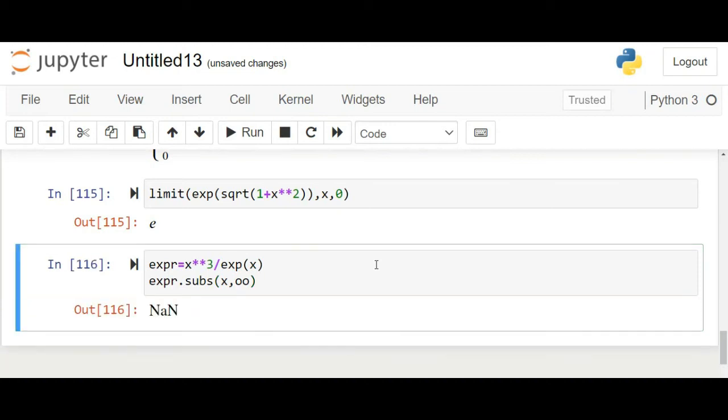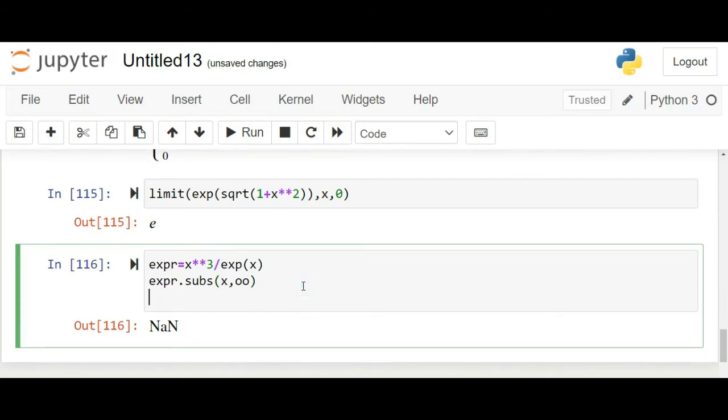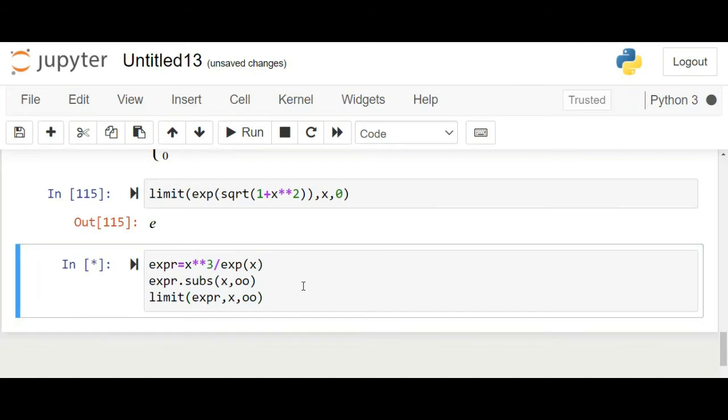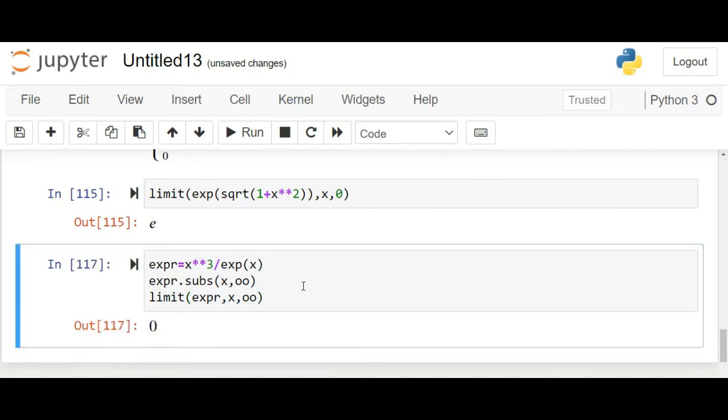In this case, none. Okay, no limit as x approaches infinity. And if we write the limit of this expression as x approaches infinity, in this case this will be 0.